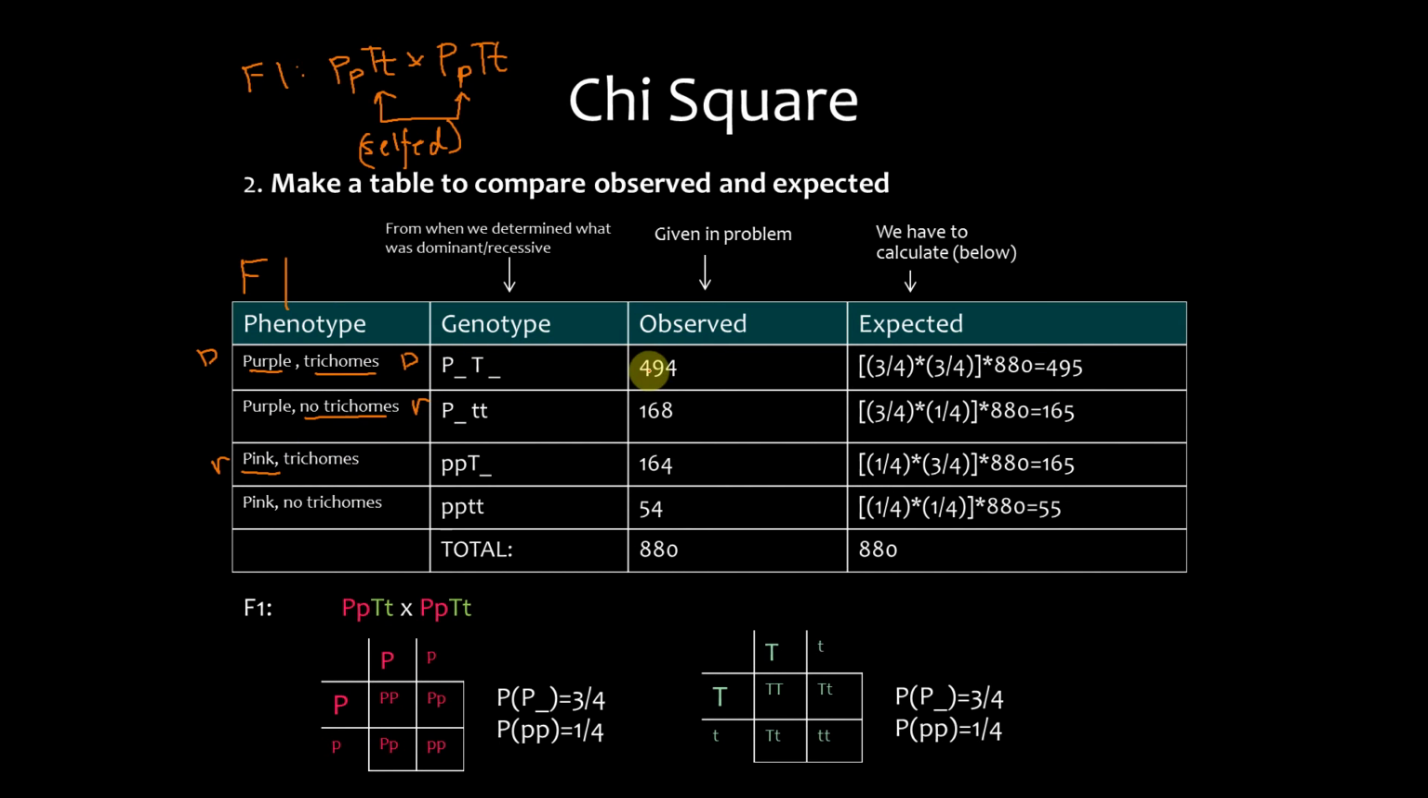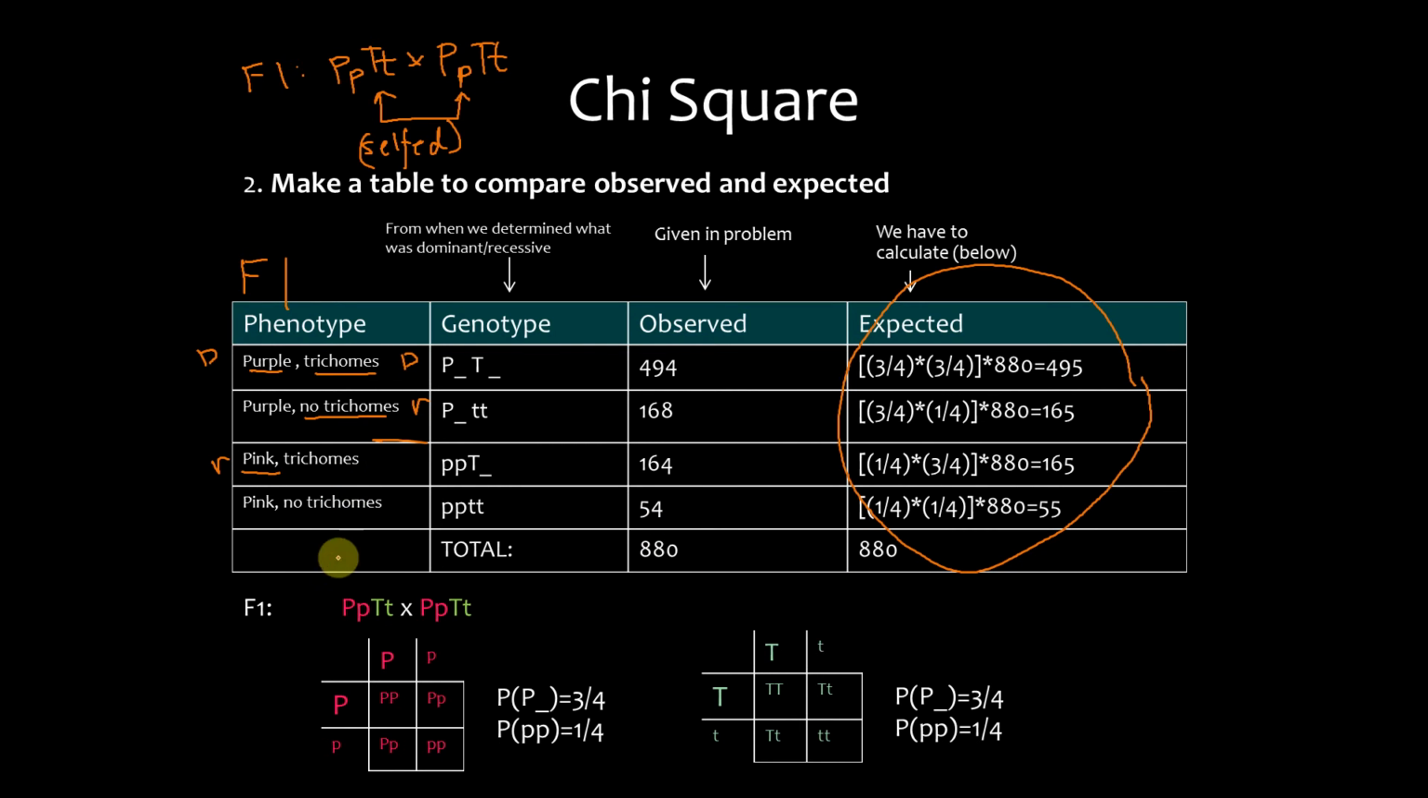Alright, next, I made a table for observed, okay? So these were given in the problem. I didn't copy this in the previous slide, but it said purple trichomes this, purple no trichomes that, etc. Now, the part that we need to calculate is this expected table. Remember the whole purpose of a chi-square is to compare the observed to the expected. And we don't know what the expected are. That's why we had to figure out what the cross is, so we can use our Mendelian ratios and probability to figure out what expected should occur.